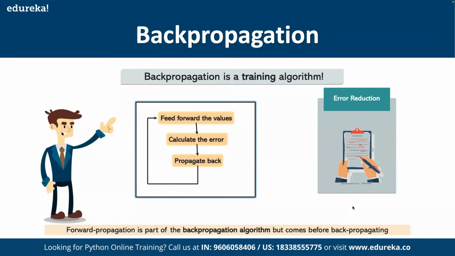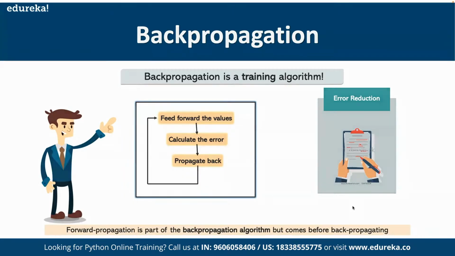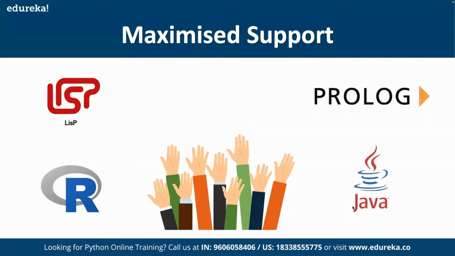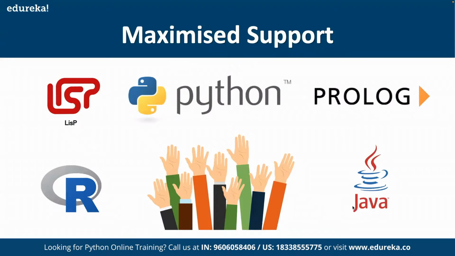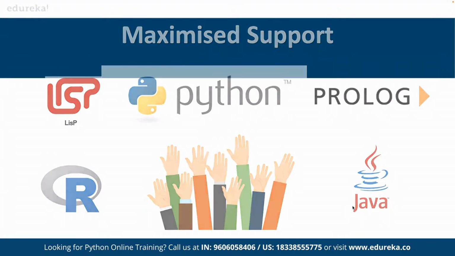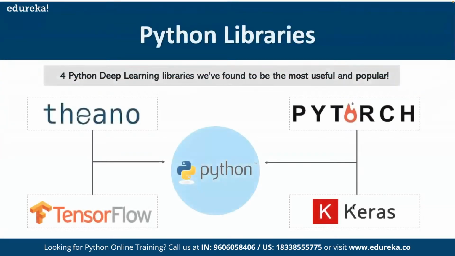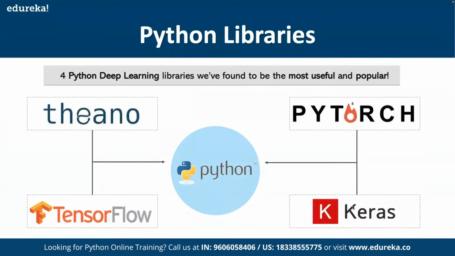Now to implement this entire cycle, that is the forward pass and the backward pass, we've got various programming languages. We've got Python, we've got Lisp, we've got Prolog, we've got R, we've got Java, and we also have the famous and favorite one, that is the Python programming language. If we are working with Python, we come across a lot of options when it comes to creating these neural networks. As libraries, we've got Theano, PyTorch, TensorFlow, and Keras. Apart from this, there are other libraries as well, such as MXNet. So these are the top libraries.